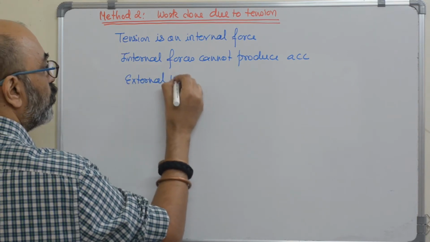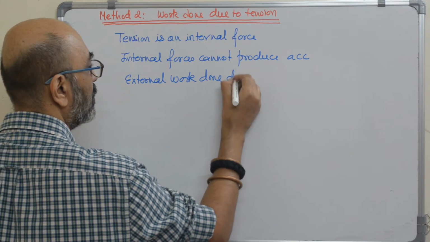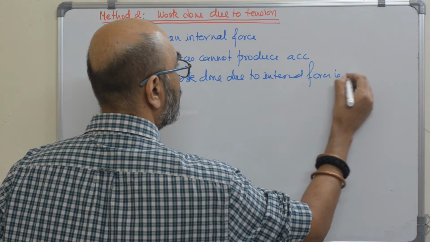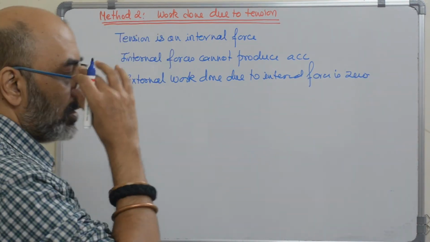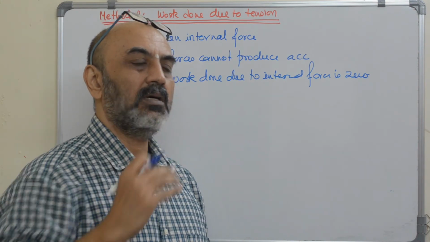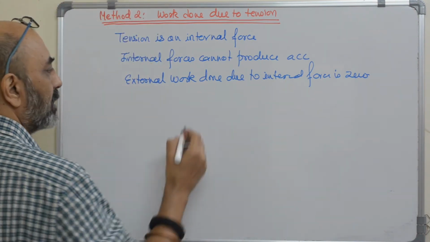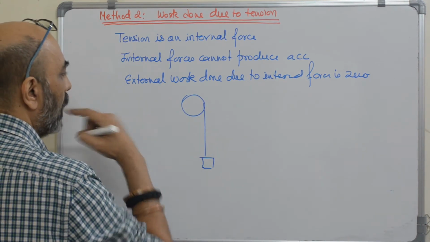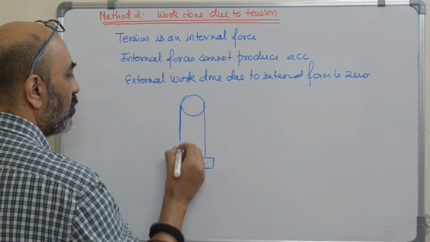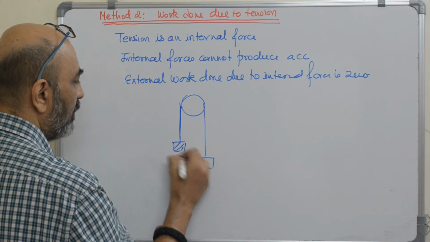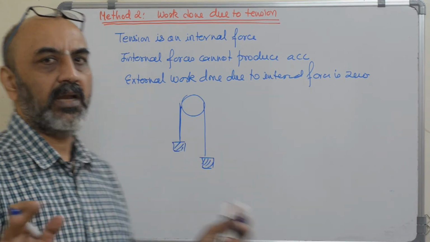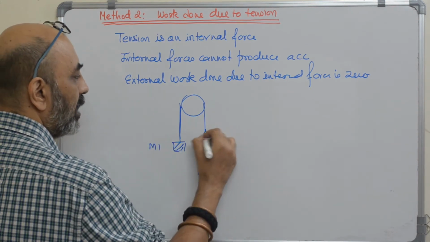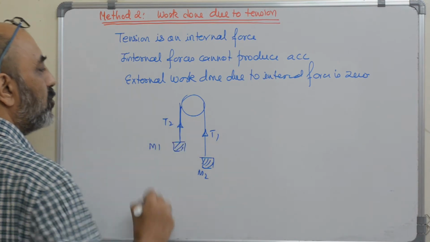External work done due to internal force is 0. So if you have a situation, you have a pulley over here and there's a load over here, and the string goes over here, and although this may not be entirely true, just for our understanding I'm showing it to you. This is M1, this is M2, so here the tension is T1, here the tension is T2.